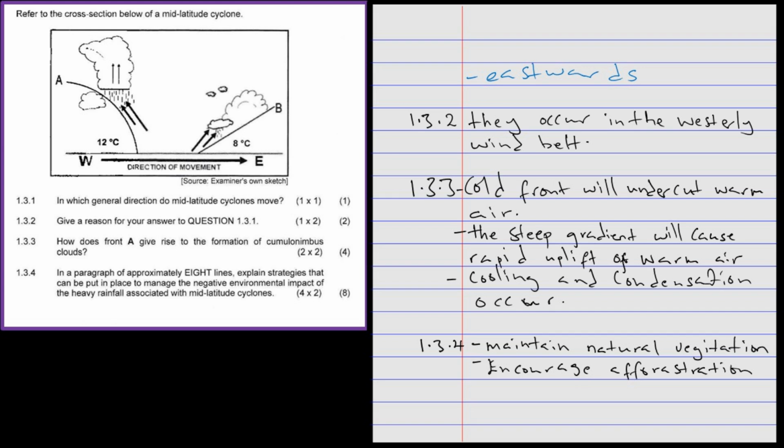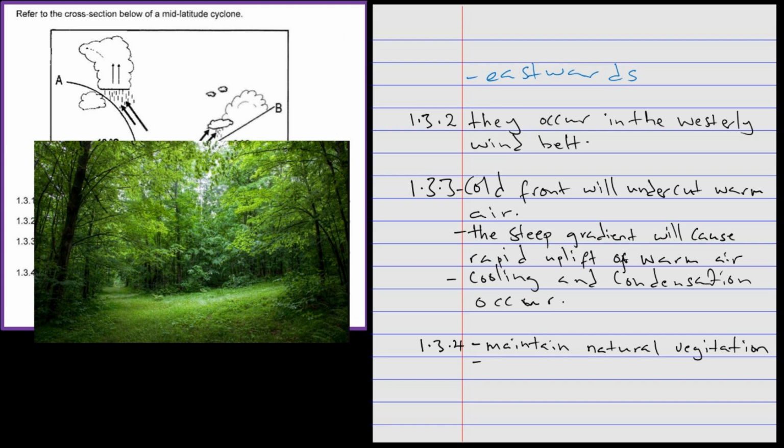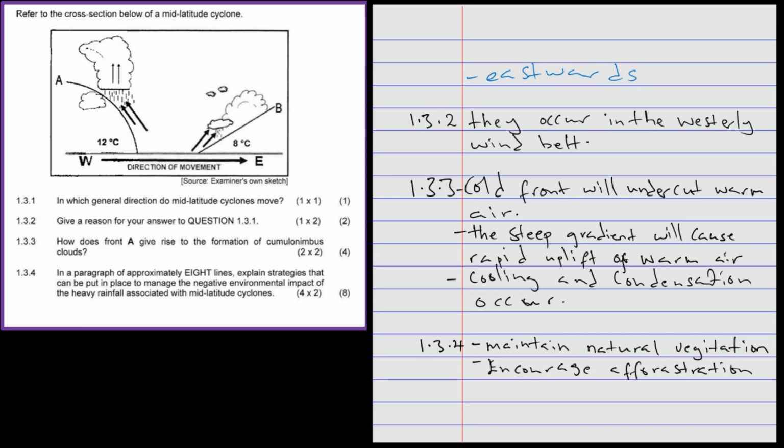Okay, my first strategy will be to maintain natural vegetation. This means to protect the existing plant life in a given area. This includes avoiding human practices such as clearing the land and cutting trees unnecessarily. The next point is encouraging afforestation. This measure can reduce soil erosion.